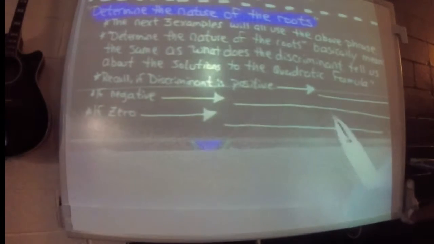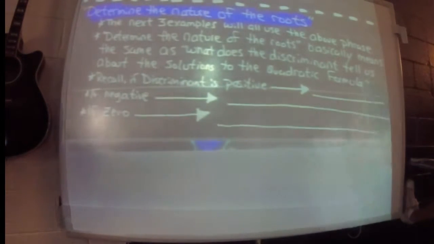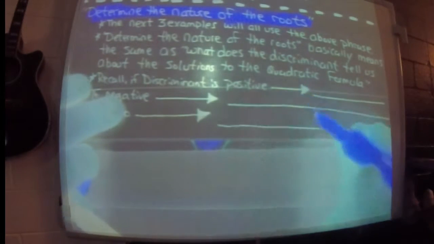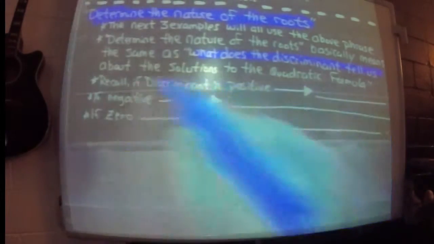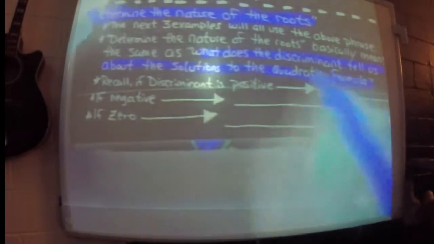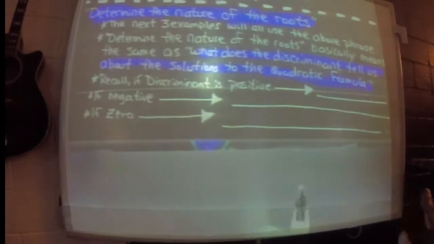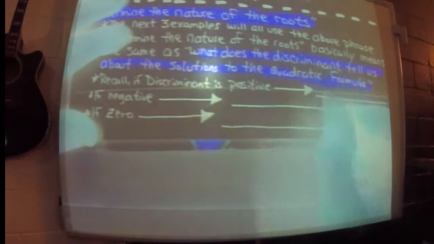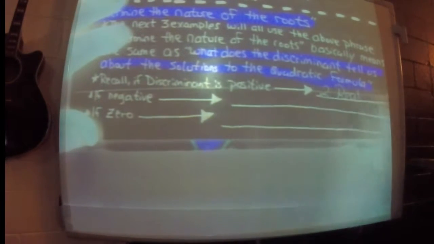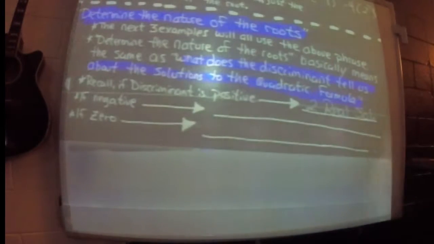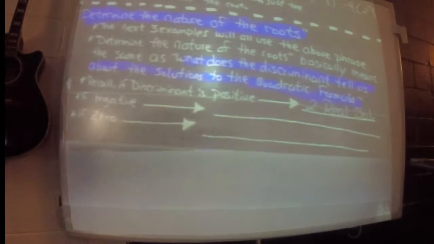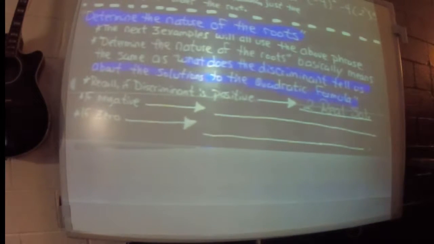Here's what it means. Determine the nature of the roots basically means the same thing as, what does the discriminant tell us about the solutions? Well, if it's positive, I have 2 solutions to the quadratic formula. Yeah, and that's what we talked about last time. If the discriminant is positive, expect 2 real solutions. Remember that everything we've done up until recently, we always get 2 answers out of our quadratic formula. That's because the discriminant has always been positive until recently.